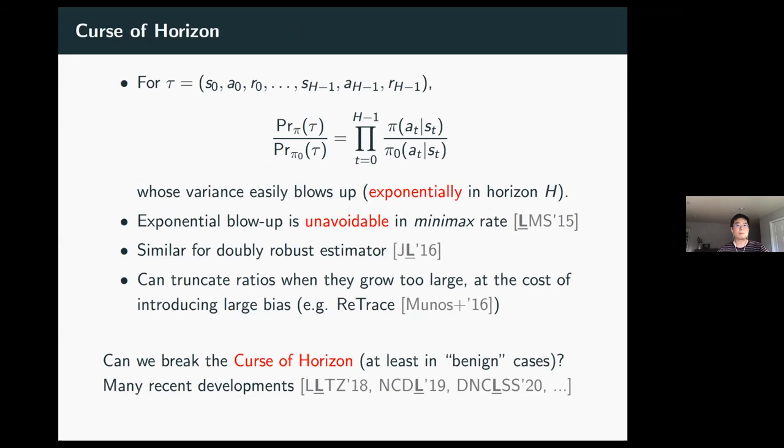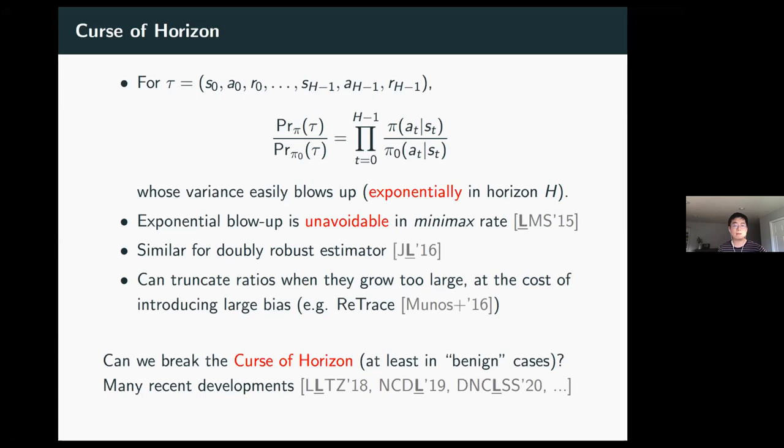If you have a trajectory tau of length h, remember that in IPS, we need to compute this ratio. And this ratio can be expressed as a product of h ratios, pi over pi zero. You can easily show that this ratio can blow up exponentially in H. This is a bad thing, because if you want to estimate the expectation of a random quantity, and that random quantity has exponential variance, it means that you need exponentially many data to have a good estimate of that expectation. So this is bad.